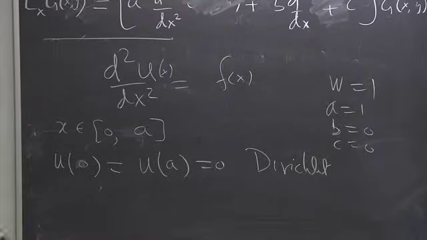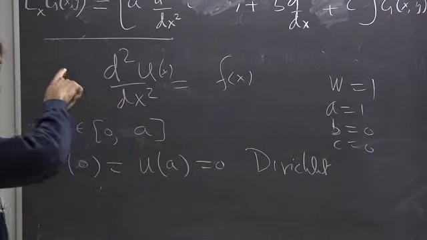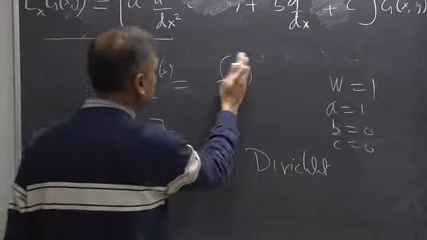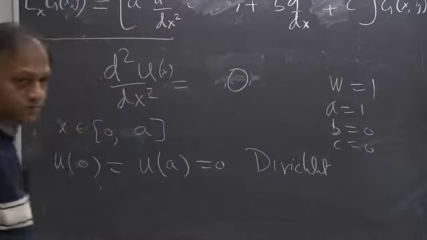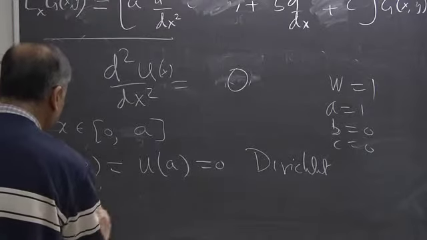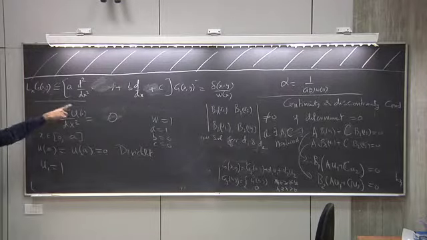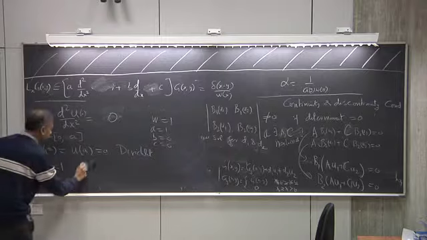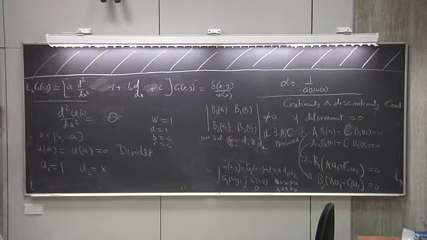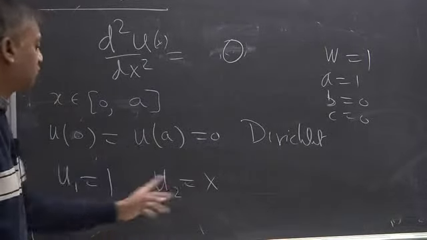Okay, so let's look at, first of all, the homogeneous equation, because remember, to construct the Green's function, you need to look at the homogeneous version. That is simply the right hand side being 0. Now the solution of this equation, the fundamental set, you immediately know: u1 I can choose equal to 1. Clearly, if I plug 1 here, this satisfies the equation, and I can choose u2 equal to x, because the second derivative of x is 0. So these are the two independent solutions.